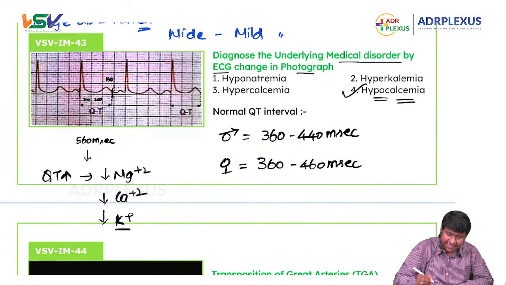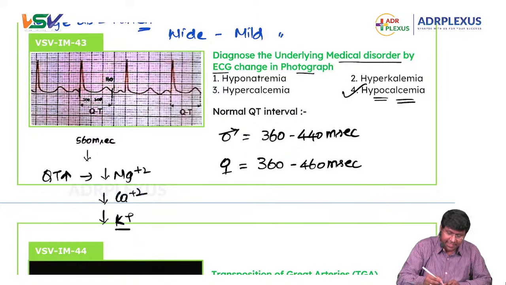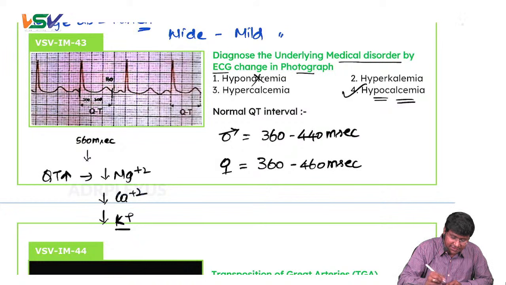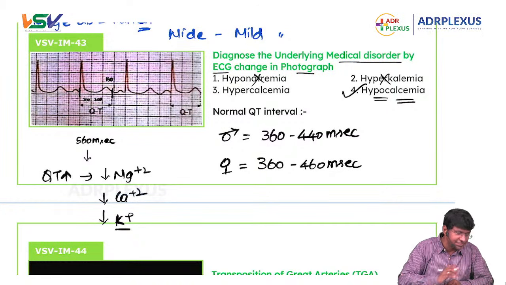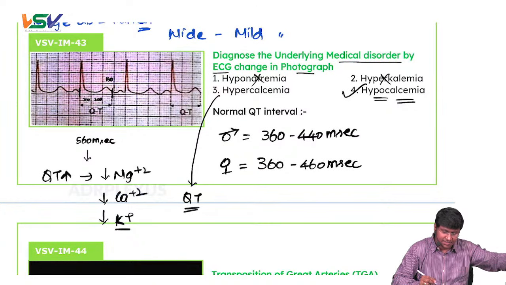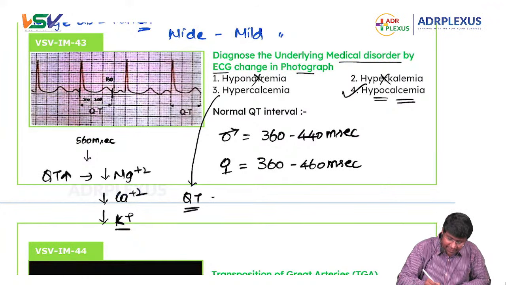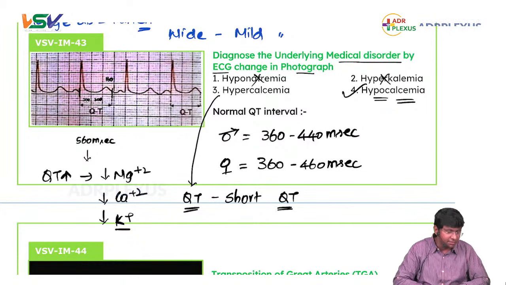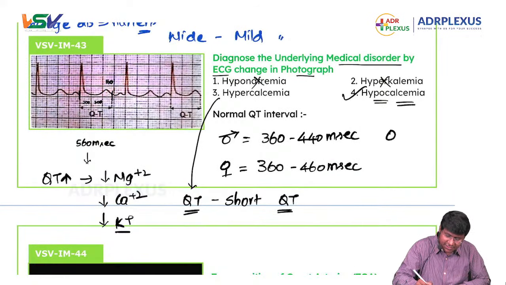So the answer is hypocalcemia. Okay, and in hyponatremia you will not have QT changes. In hyperkalemia you don't have QT changes. Then hypercalcemia, can anyone tell me what will happen to the QT interval in hypercalcemia? Very good. It will be a short QT interval. Okay, and if the QT interval is prolonged, what will this predispose to?